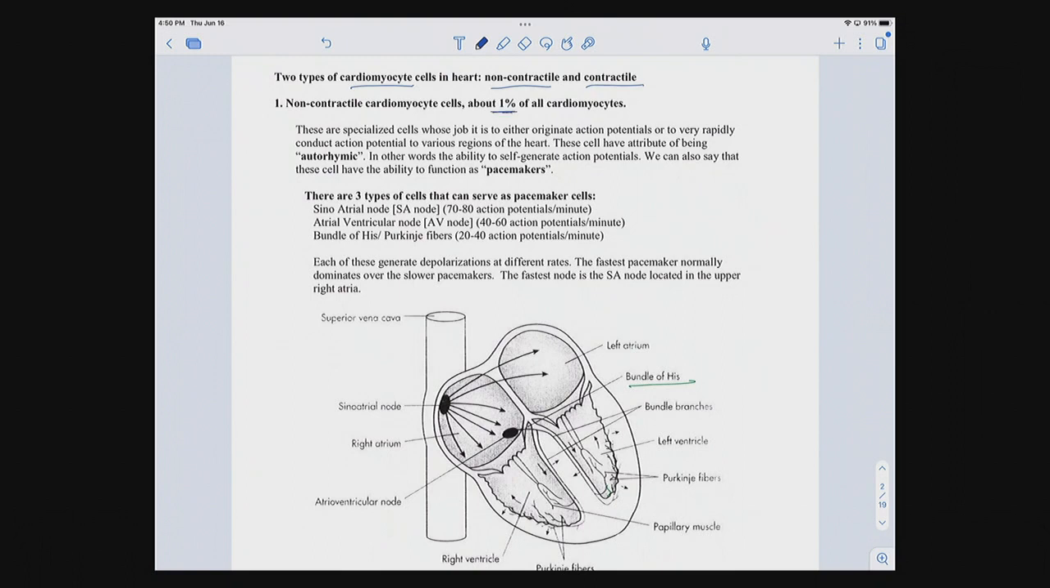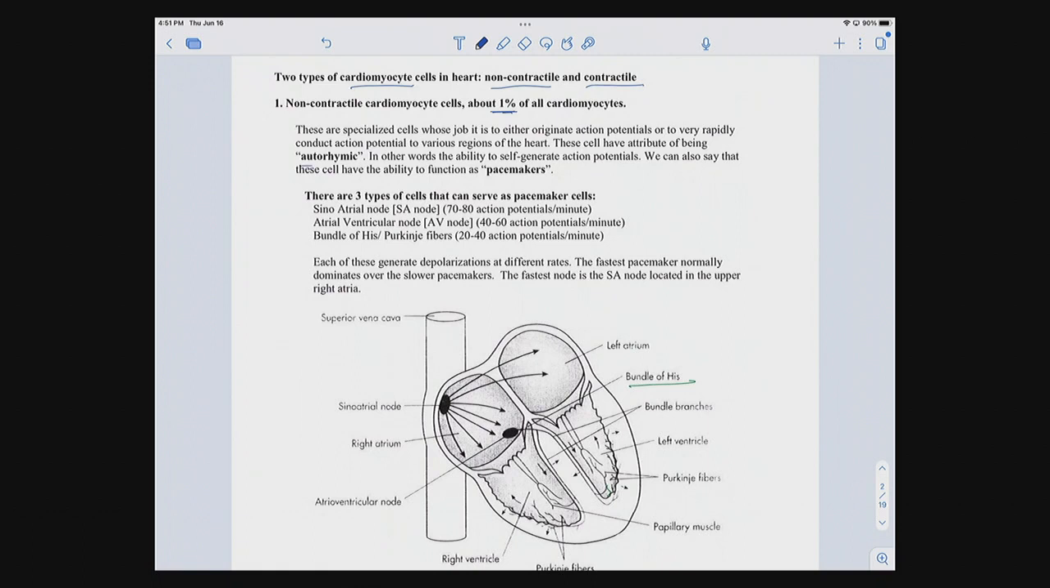They represent about 1% of all the cardiomyocytes. So again, not that many of them, but they perform a very, very important role. Within this class of non-contractile cardiomyocytes, we have specialized cells with an ability to generate their own action potentials, completely autonomous. Nothing from the outside causes the action potentials to happen. They're totally autonomous and can generate periodic action potentials. And in this next block, I want to talk about how all this works.